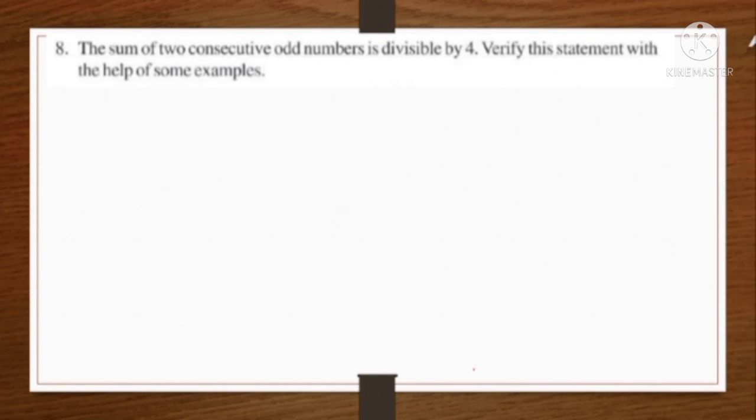Moving towards sum number 8. The sum of two consecutive odd numbers is divisible by 4. Verify this statement with some examples. So let us consider two consecutive odd numbers. You can take any two consecutive odd numbers.